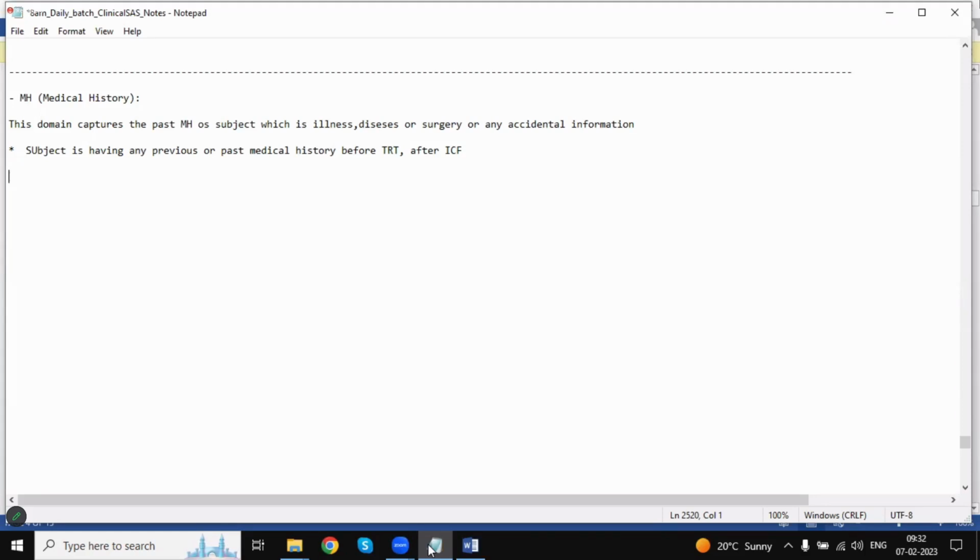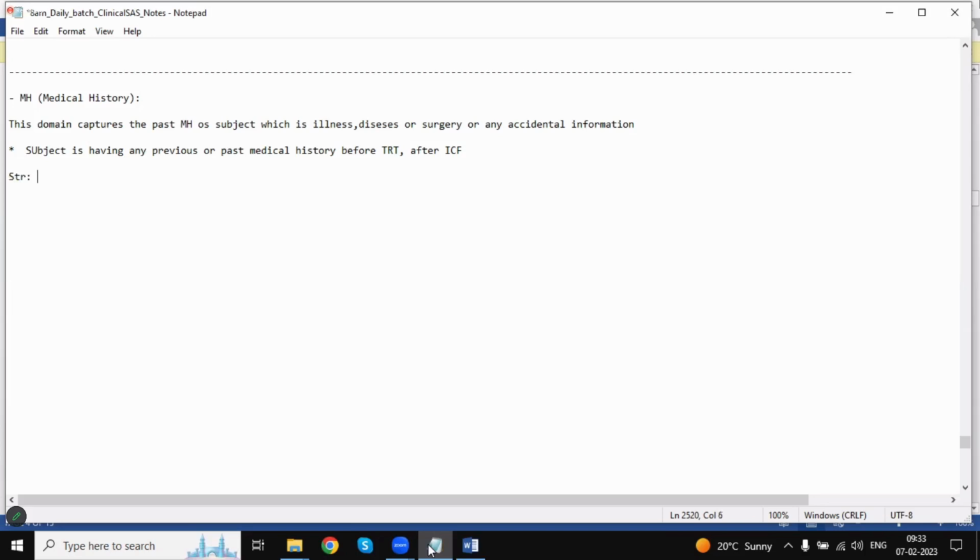Okay, clear, everyone? So for example, previously the subject had some asthma, or you had some accident, or some fever, some typhoid, some dengue. Previously, some years back, he met with an accident. Some years back, he had a surgery. So everything is going to be medical history.